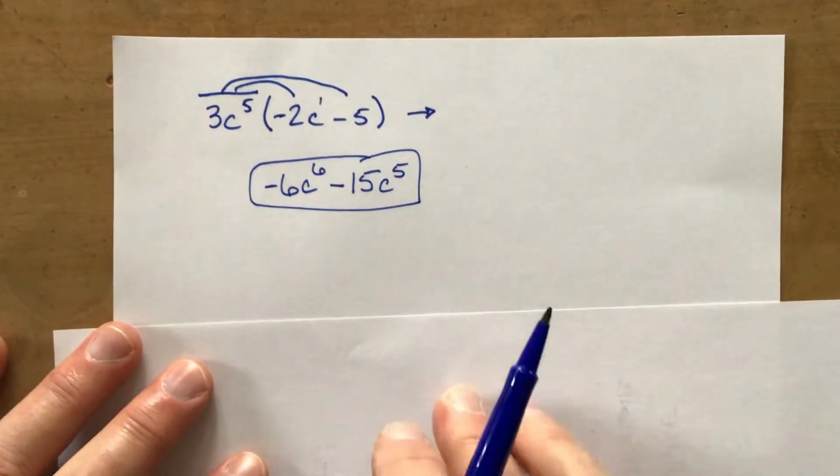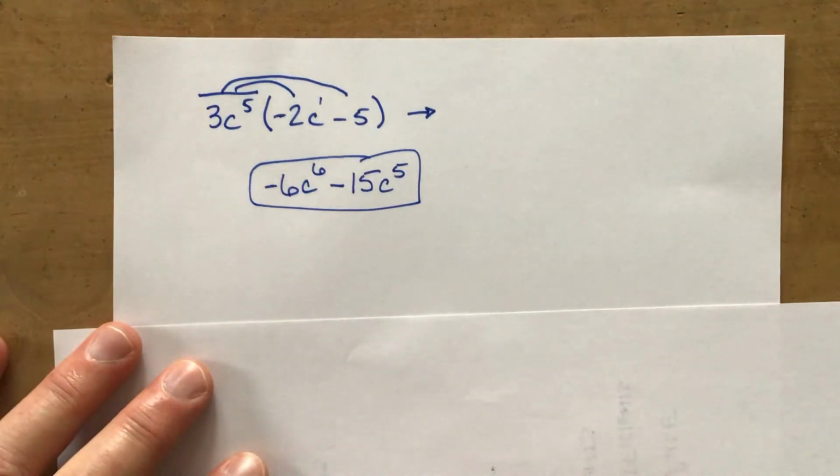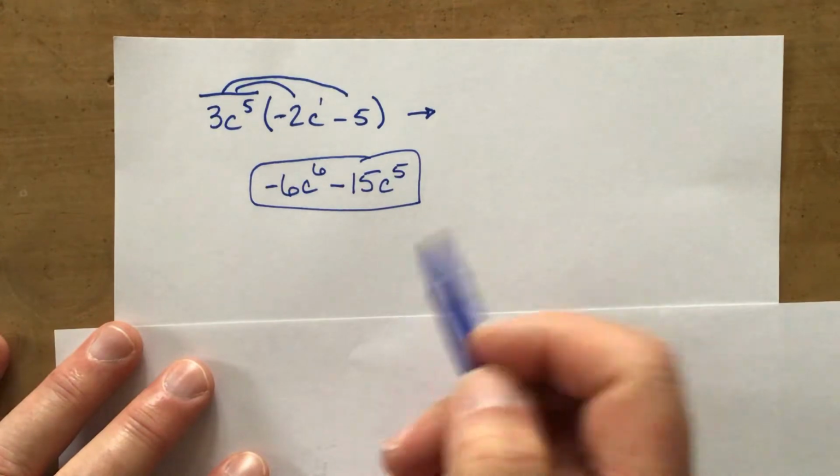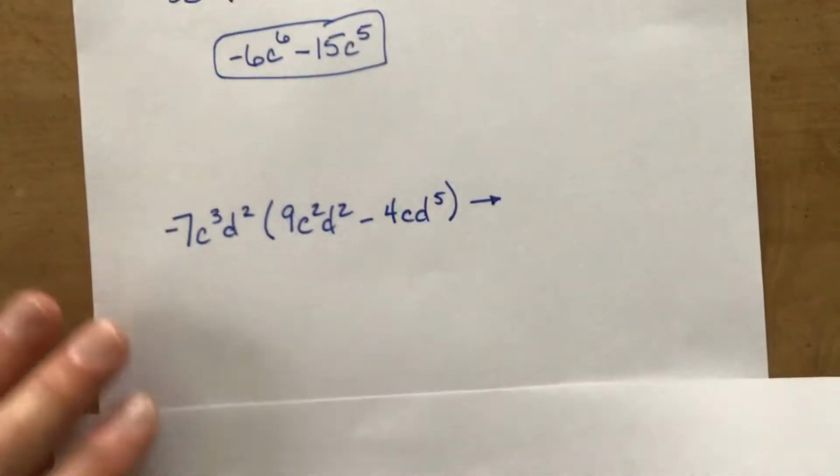We don't try to combine it. We don't do anything with it. That's it. Two terms here, probably going to give us two terms in the answer. All right, so how about this one?